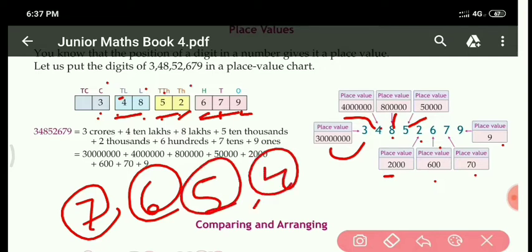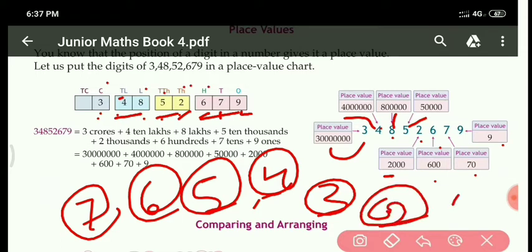Sorry, and thousand, how many 0? 3 0 are there. And hundred, 2 0. Okay. And tens, 1 0 only. Got it? As you can see here, always remember the 0. By that you can easily write the place value of a large number.